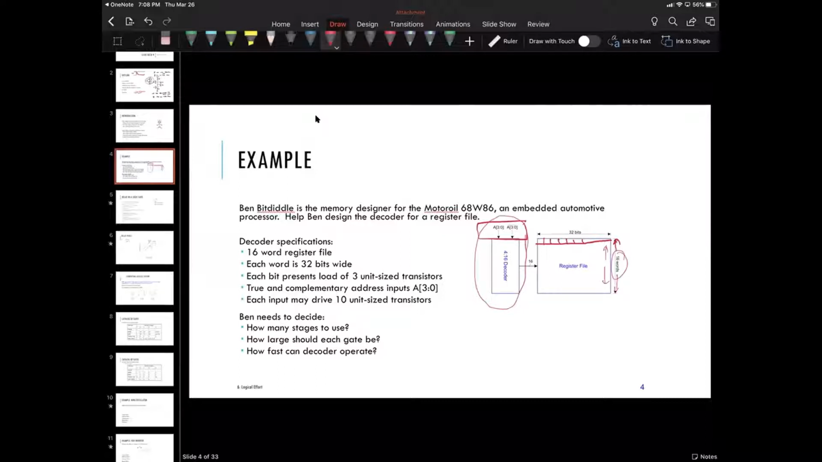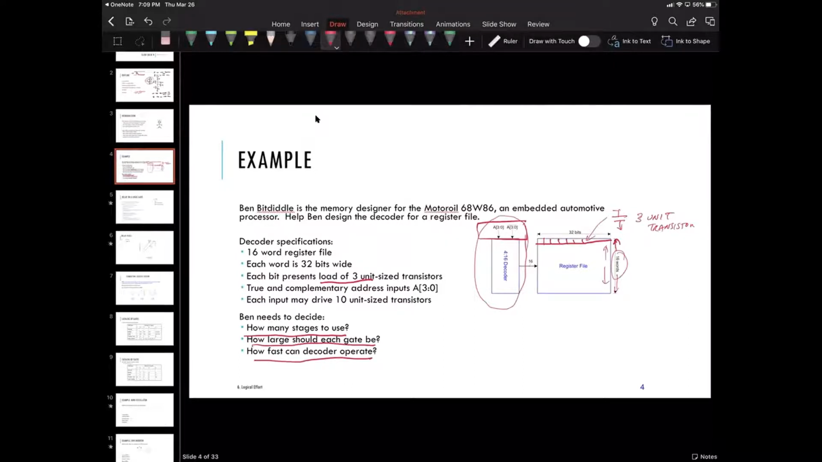Then it also says that each bit in the decoder, so each one of these guys, represents a loading of 3-unit transistors, so 3 times C. So each one of these guys. What we want to do is figure out how many stages to use, how large should each stage be, and how fast can the decoder operate.